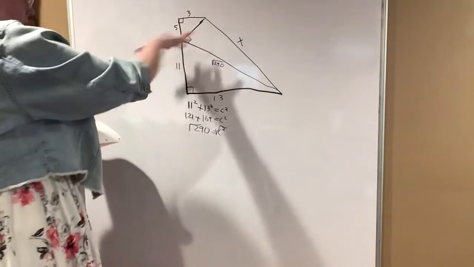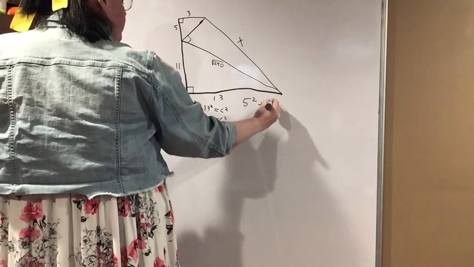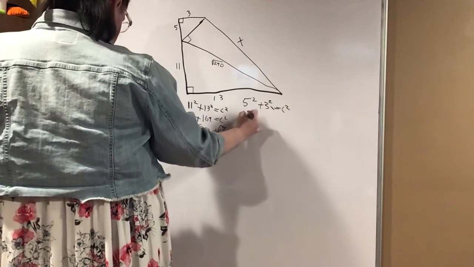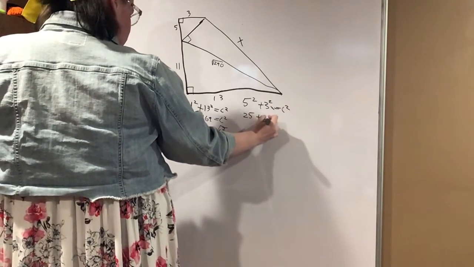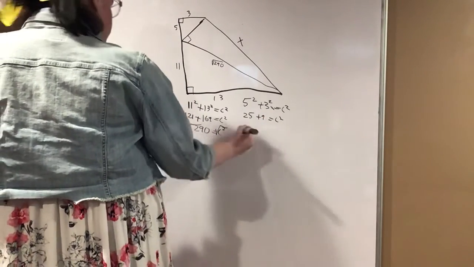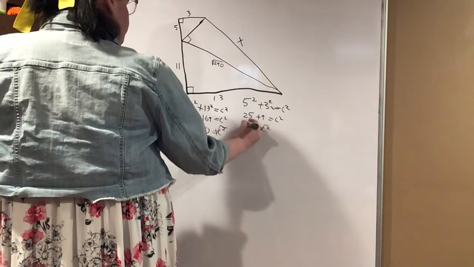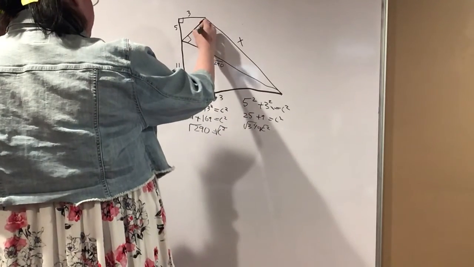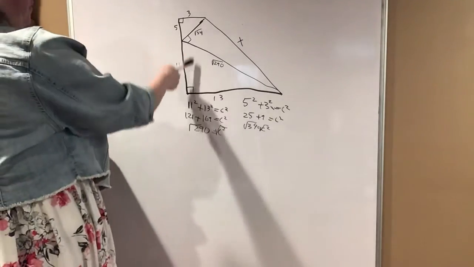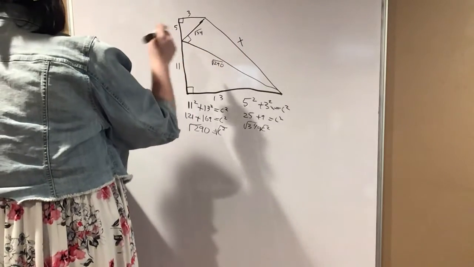So we have to figure this guy out too. So 5 squared plus 3 squared, that's not a square, equals c squared. That means it's 25 plus 9 equals c squared. 25 plus 9 is 34 equals c squared. And then take the square root, leave it under the radical. There are reasons we are going to do that. So now, this side is the square root of 34, this side is the square root of 290, and this is x. We need to figure out what x is.